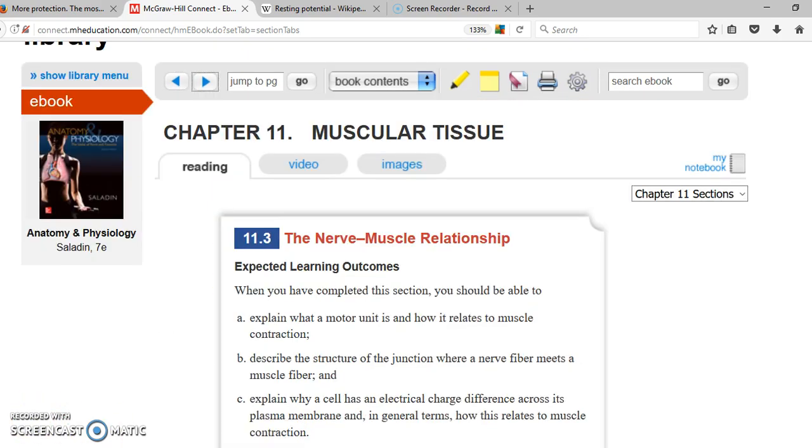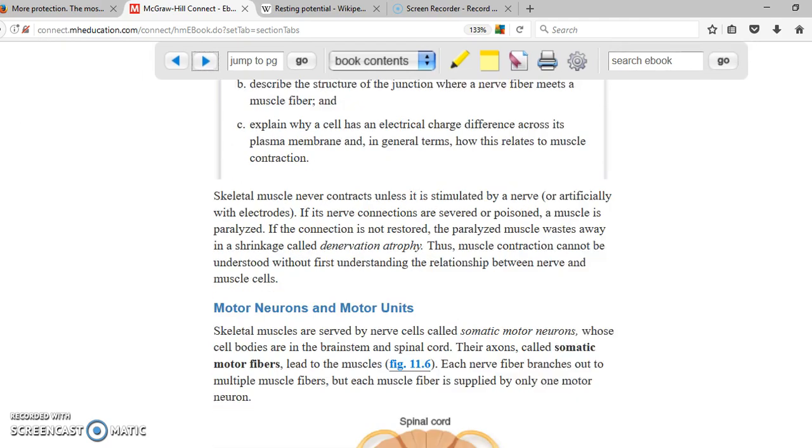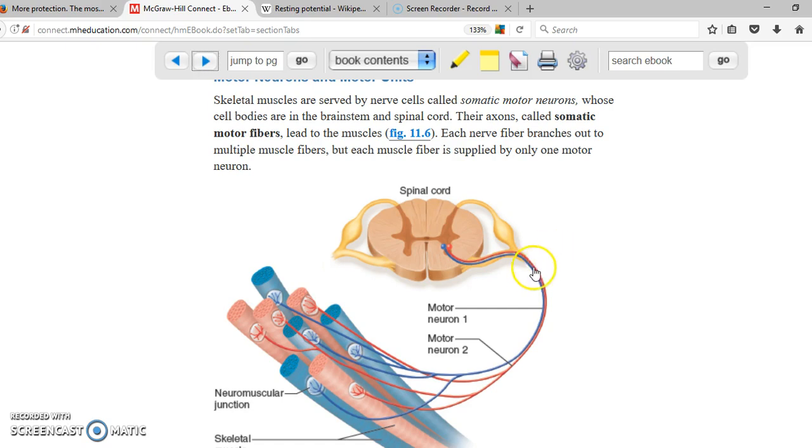Okay, let's continue with the next topic in this chapter, which is nerve-muscle relationship. We said that we need a nerve in order to make a muscle move. So right here you have the nerves, and this nerve is going to be called a motor neuron. Later on, in the nervous system chapter, you're going to see that you have different kinds of neurons. For example, you have sensory and motor neurons. In this case, this is going to be a motor neuron.